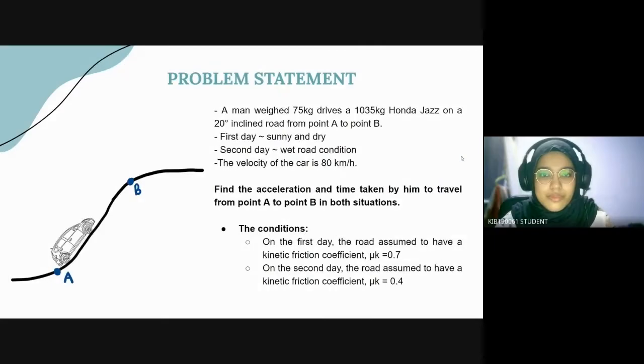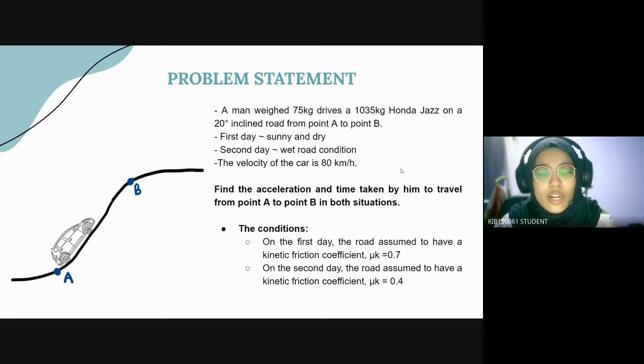Thank you. Hi, my name is Nurul Binti Arif with the matrix number 70113595-2. I will now present the problem statement of our group assignment. A man weighing 75 kg drives a 1035 kg Honda Jazz on a 20-degree incline road from point A to point B to attend a seminar for 2 days. On the first day when he traveled, it was sunny and dry. Meanwhile, on the second day, the road was wet since it had rained the night before, and the velocity of the car is 80 km per hour.